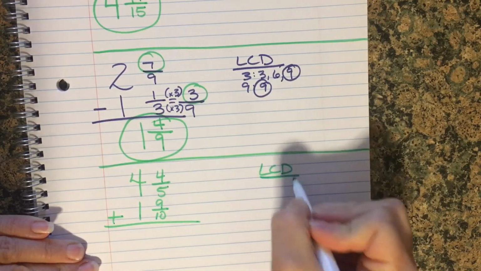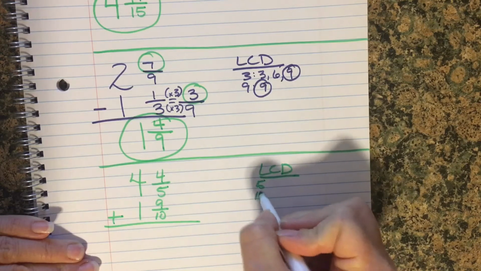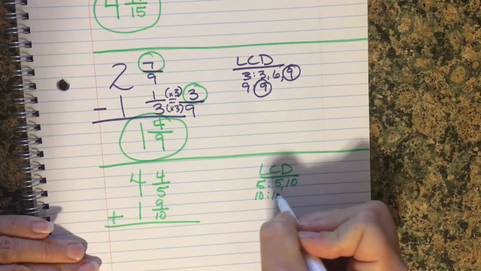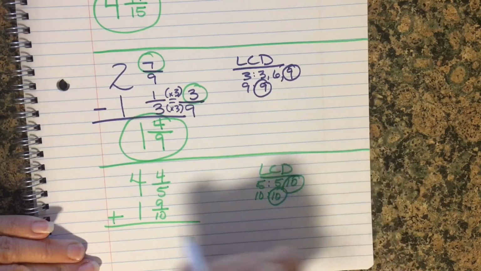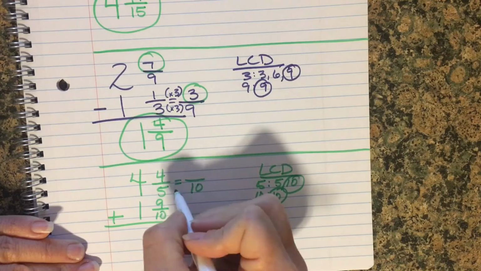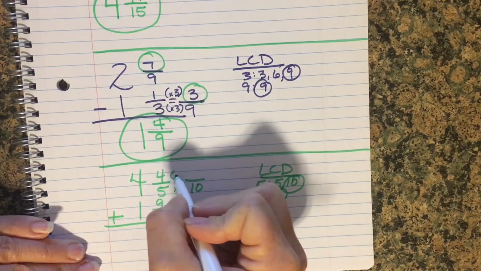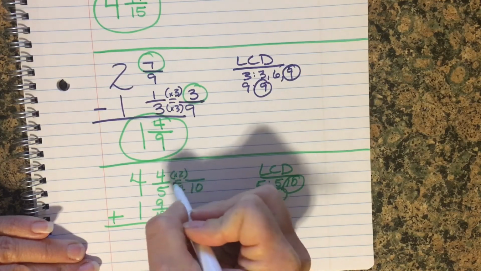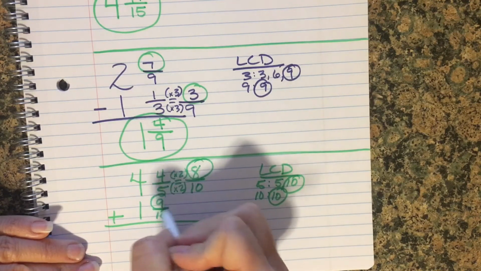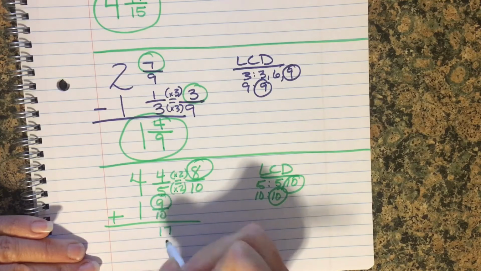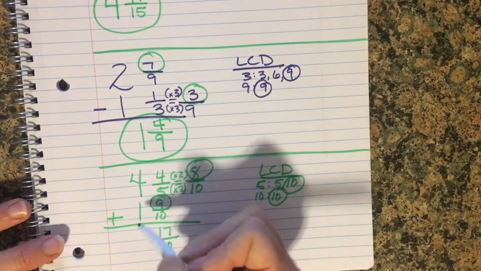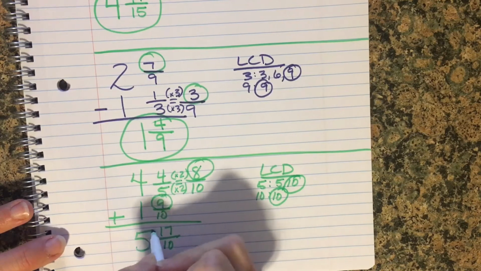My LCD of 5 and 10: 5, 10, 10. I'm not going to change him, but I need to convert this over to a 10th. 5 times 2 is 10. 4 times 2 is 8. Now I'm adding 8 plus 9, which is 17/10. 4 plus 1 is 5.